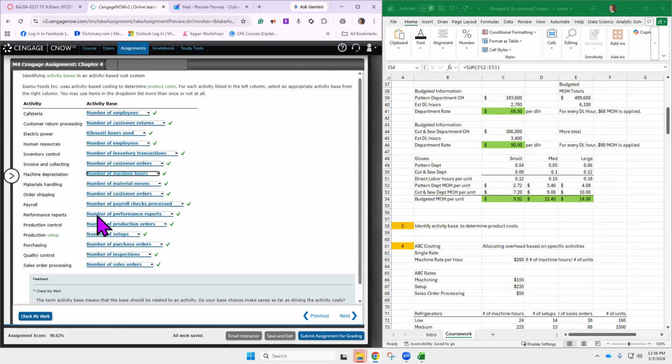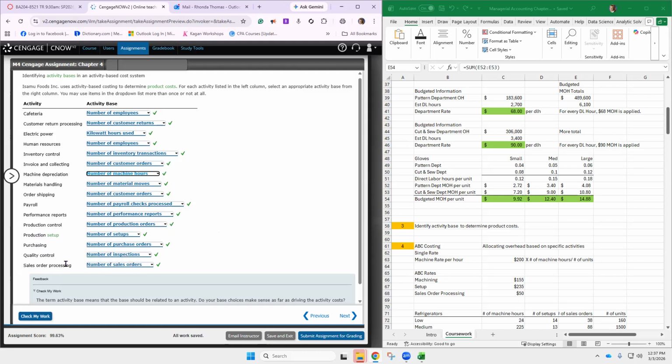Performance reports. Yep, it's the number of performance reports. Production control, number of production orders. Production setup. So a setup is changing the characteristics of a machine or equipment or putting them in a different order to produce a different product. So the time that's spent setting up a run of production can actually be, you can actually apply a cost to it.